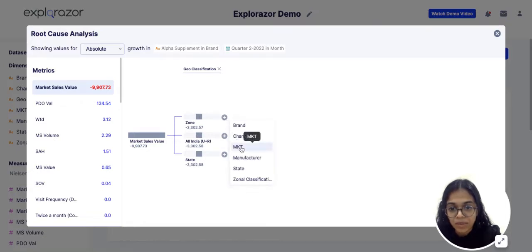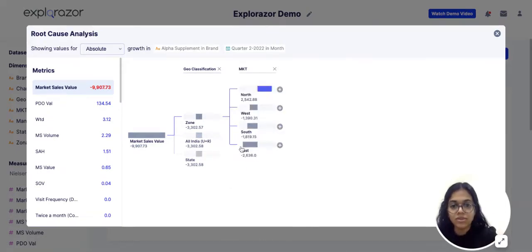I am now going to look at the zones. So now this clearly tells me that North has actually been doing well, but all the other zones are actually declining in market sales, especially East zone, which has faced the highest decline in market sales value. So now this is concerning to me.